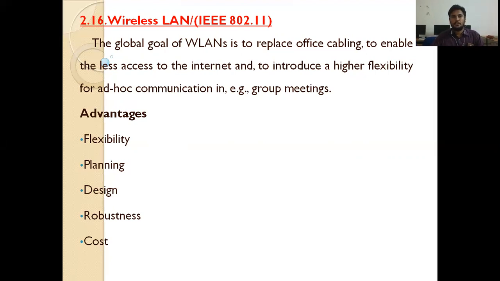So here in the wireless LAN, the global goal of wireless LAN is to replace office cabling, to enable less access to the internet, and to introduce a high flexibility for ad hoc communication, for example, group meetings. So the main global goal of wireless LAN is to replace office cabling.